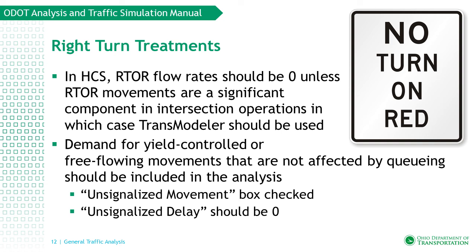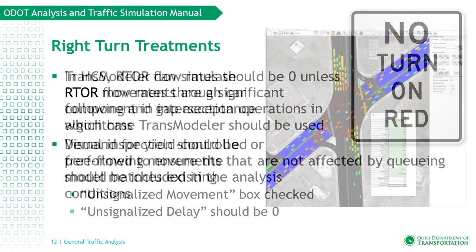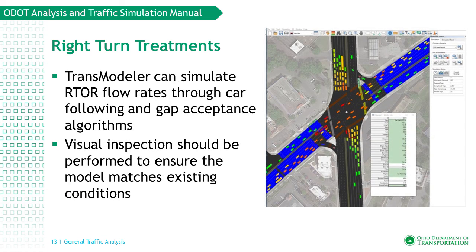In most cases, channelized exclusive right turn lanes are not affected by queuing from the adjacent through lanes. When accounting for this demand in HCS, the unsignalized movement box should be checked and the value for unsignalized delay should be 0. If the right turning analysis is critical to the study results, Transmodeler should be used. Transmodeler can simulate right turn on red flow rates through car following and gap acceptance algorithms. However, visual inspection of the simulation should be performed to ensure the model matches existing conditions.